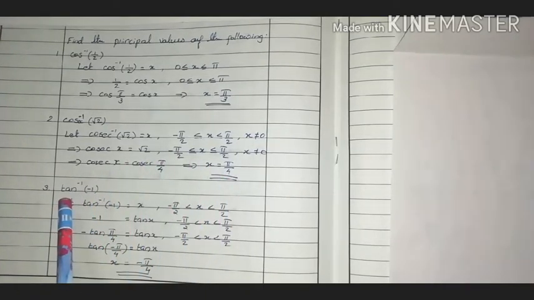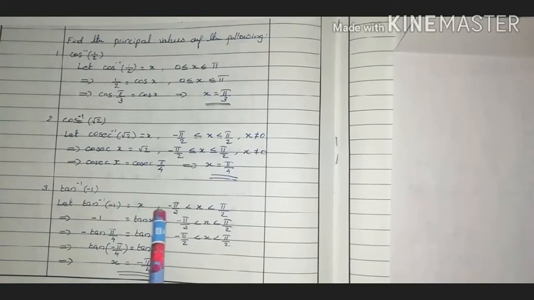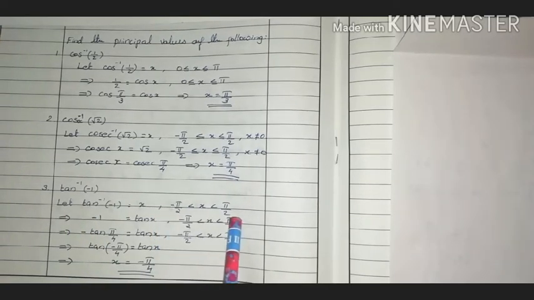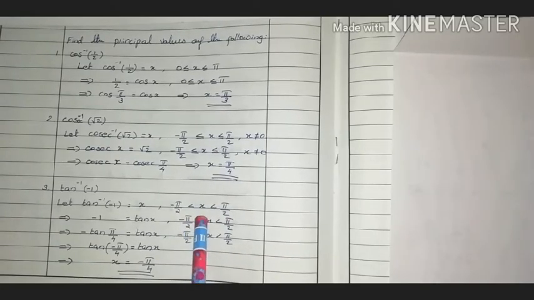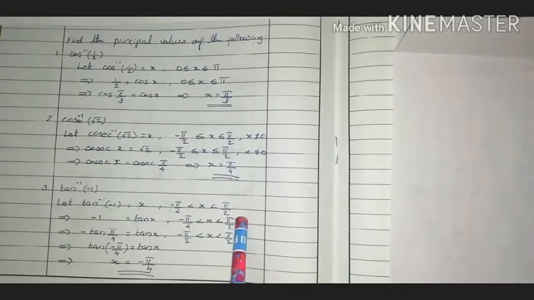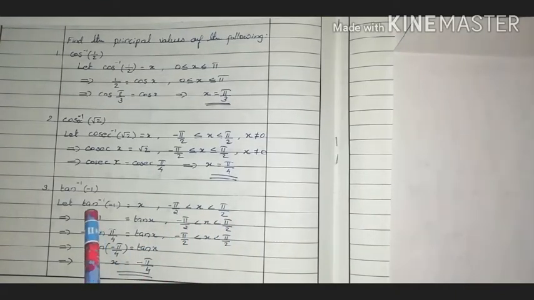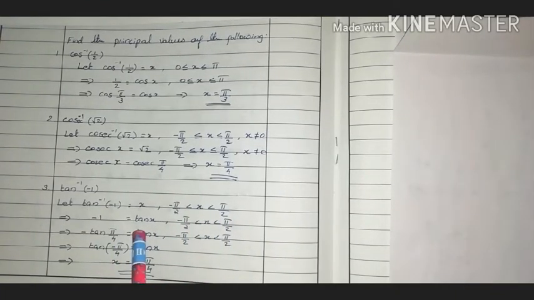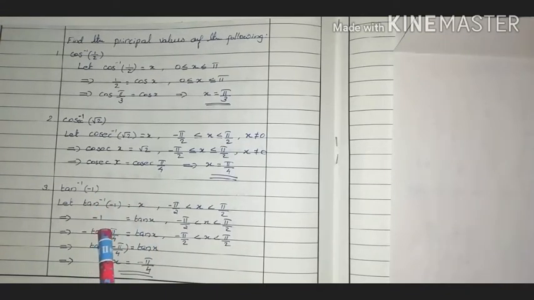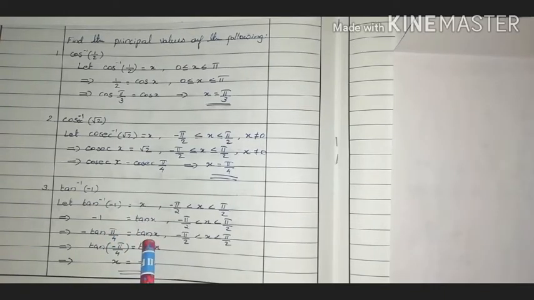Third question, tan inverse minus 1. Same method, let tan inverse minus 1 is equal to x. Here the principal values are minus pi by 2 less than x less than pi by 2. Then transpose, minus 1 is equal to tan x. Then for which value of x? Tan x is 1, that is tan pi by 4. So instead of minus 1, we can write minus tan pi by 4. Minus tan pi by 4 is equal to tan x.